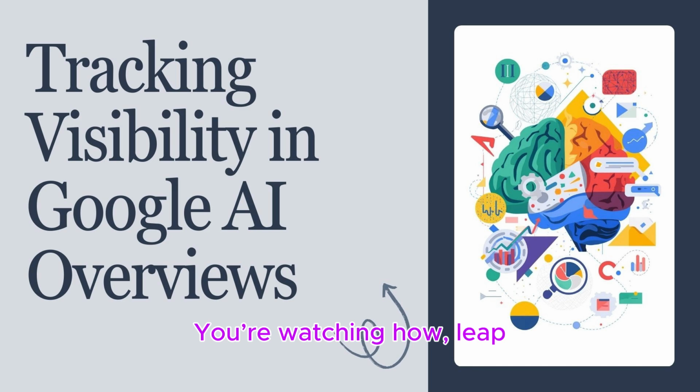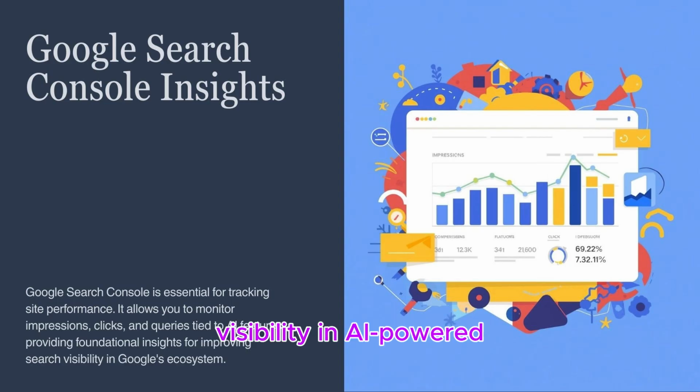You're watching How Leap. You cannot directly track a specific Google AI overview ranking as it is not a singular feature you optimize for. Instead, you monitor your visibility in AI-powered search features like the Search Generative Experience.